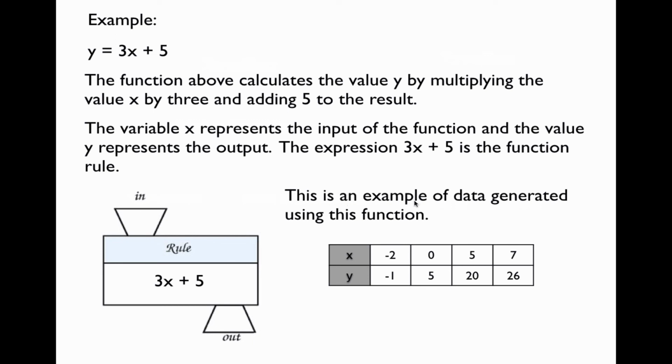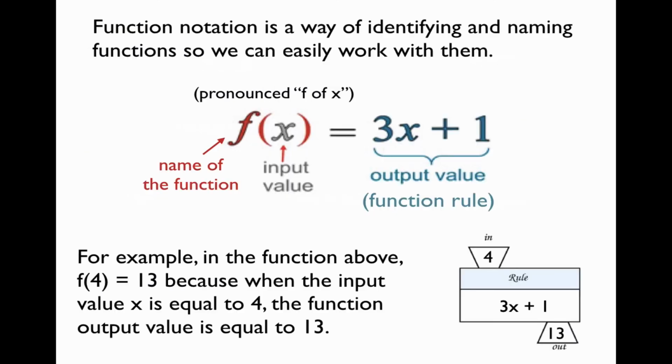So here's an example of data being generated using this function. If our input is -2, let's drop -2 into the machine. In it goes. We plug it into x. 3 times -2 is -6. -6 plus 5 is -1. And out comes a -1. And that's why our output here is -1. And you can repeat this with 0, 5, 7, and any value that can go into the function machine.